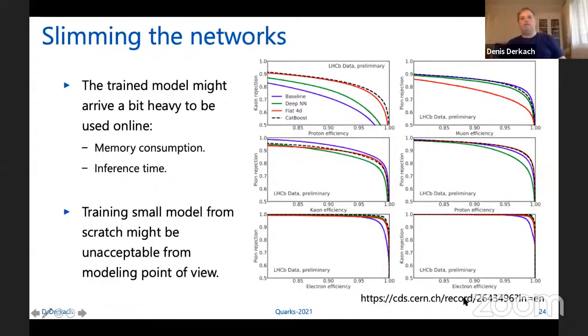The last thing we deal with is slimming the neural network. Normally, a standard deep learning approach would mean stacking more layers, so you put more and more layers to have better and better solutions. The model might end up a bit too heavy to be used online, due to memory consumption and inference time. This is something I did in the past. These are the results of particle identification, and we stacked quite a lot of neurons in this case to have better results. But in the end, the model appeared to be too slow.